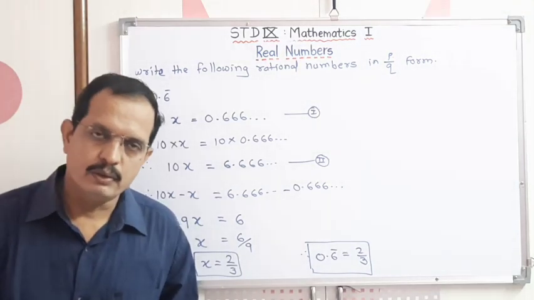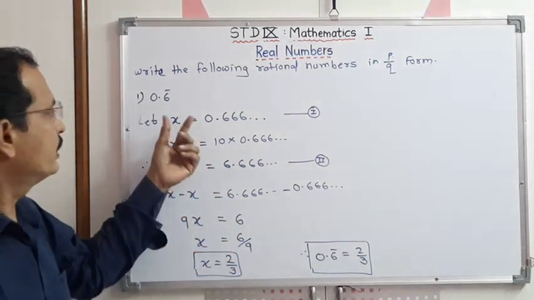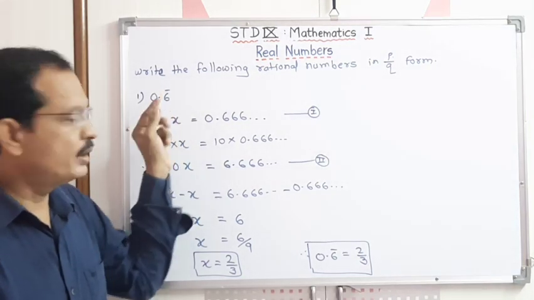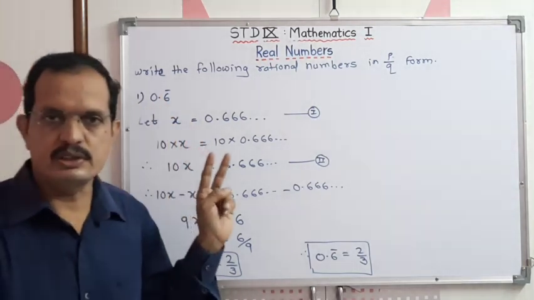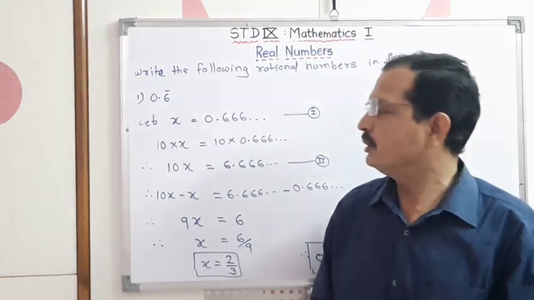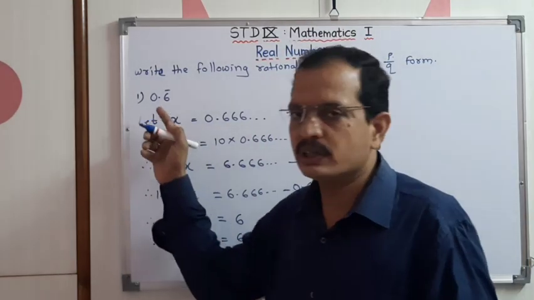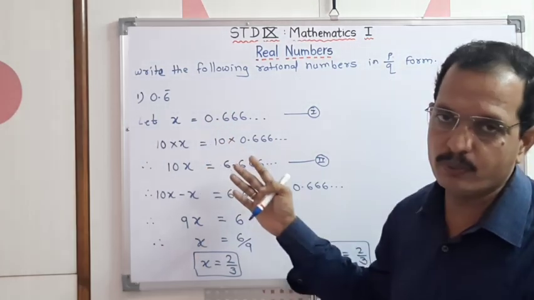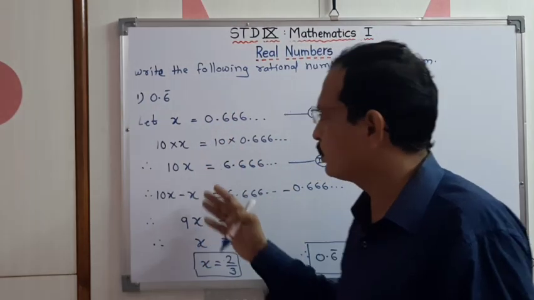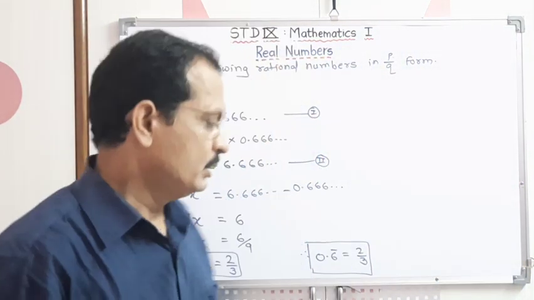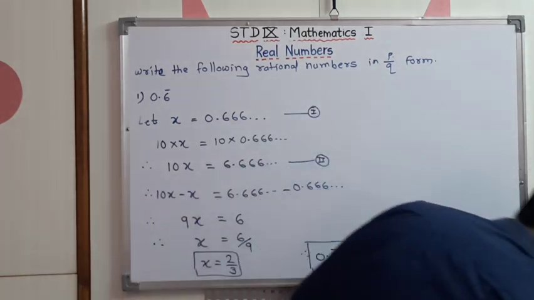I think everyone understood this. Here, first of all, we have to see the recurring part is of how many digits. If it is one digit, we have to multiply with 10. If it is 2 digits, then multiply with 100, and if it is 3 digits, we have to multiply with 1000. Like this we have to solve this. From the point of view of the exam, it is important. Let's see the next sum.